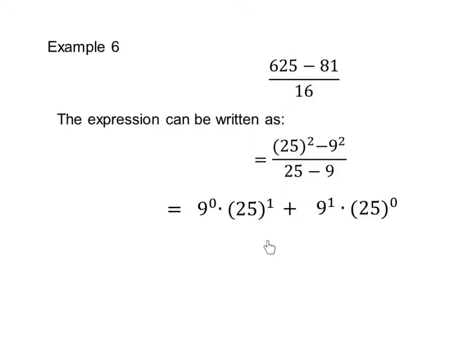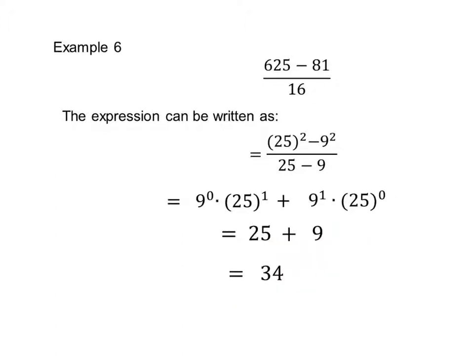So the next step is to evaluate. 9 to the power of 0 is 1. 25 to the power of 1 is 25. So 1 times 25 is 25, plus 9 to the power of 1 is 9, times, remember, anything to the power of 0 is 1, times 1. So 25 plus 9 is our next answer. Now I got 25 plus 9 down here, and 25 plus 9 is 34.